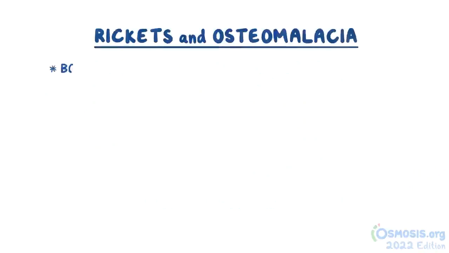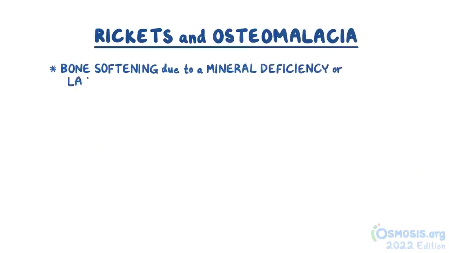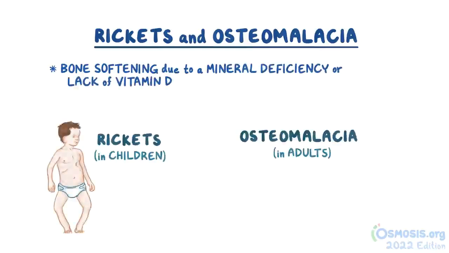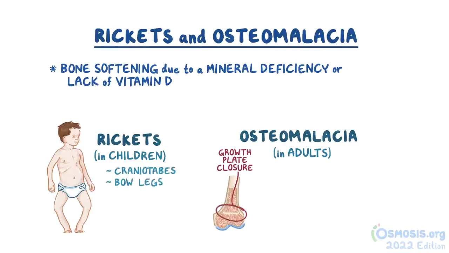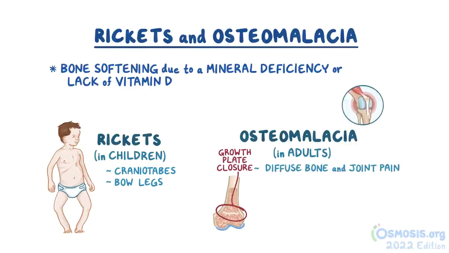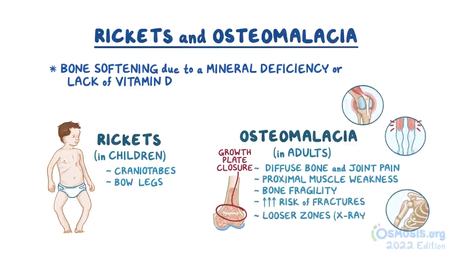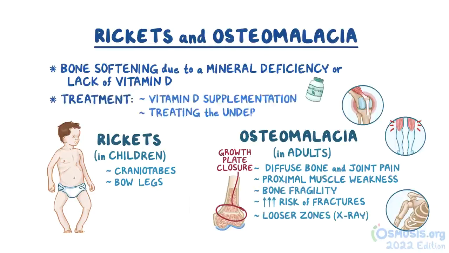Alright, as a quick recap, rickets and osteomalacia are conditions in which bone softening occurs due to a mineral deficiency or lack of vitamin D. Now, rickets presents in children, and osteomalacia happens in adults, which depends on whether there was growth plate closure. Some key symptoms of rickets are craniotabes and bow legs. For osteomalacia and rickets, the key symptoms are diffuse bone and joint pain, proximal muscle weakness, bone fragility, and increased risk of fractures with minimal trauma. There may also be Looser zones on X-rays. The treatment typically involves oral vitamin D supplementation and treating the underlying cause.